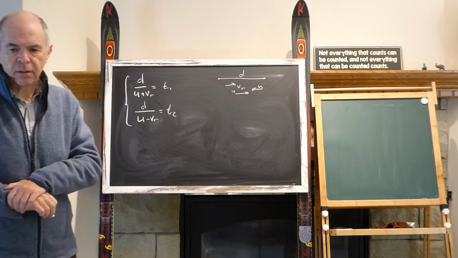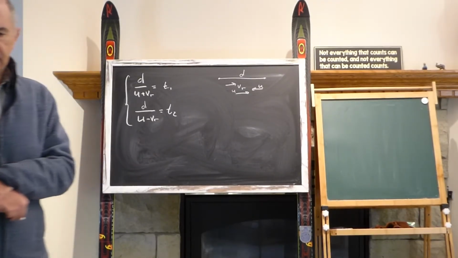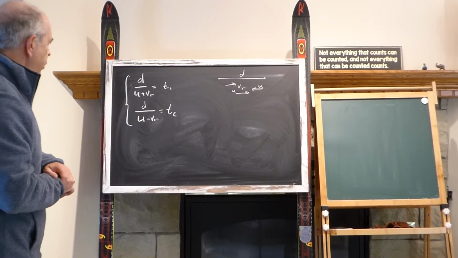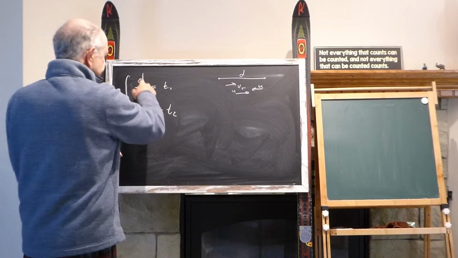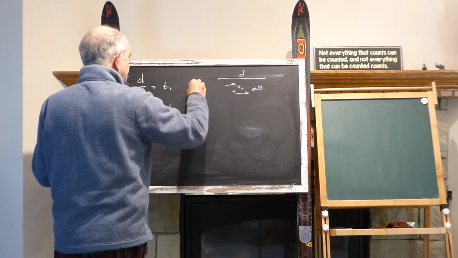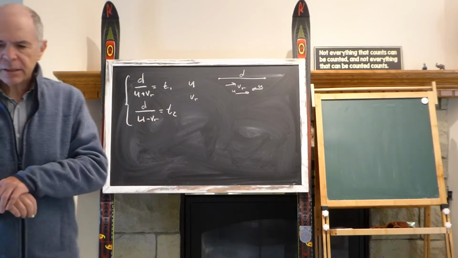And physics is done, and we have to find out what's unknown and what's known. D is known, T1 is known, T2 is known, U and VR are not known. So it's very straightforward case. Two equations and two unknowns.